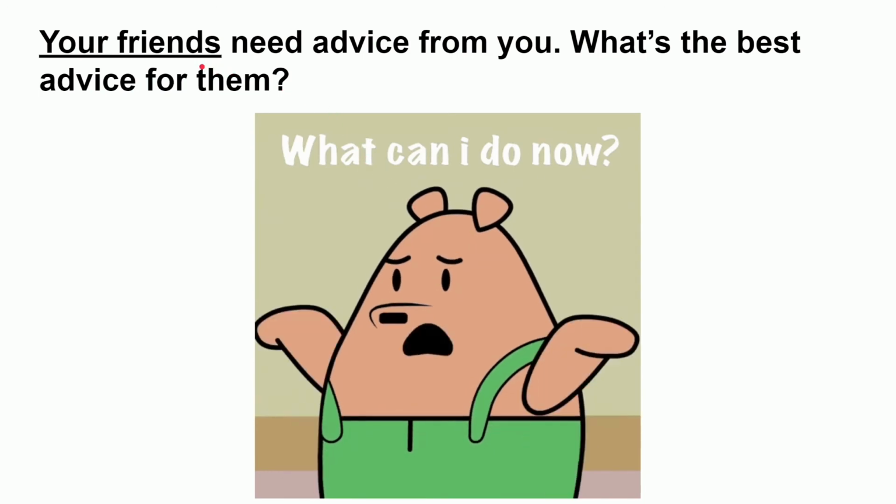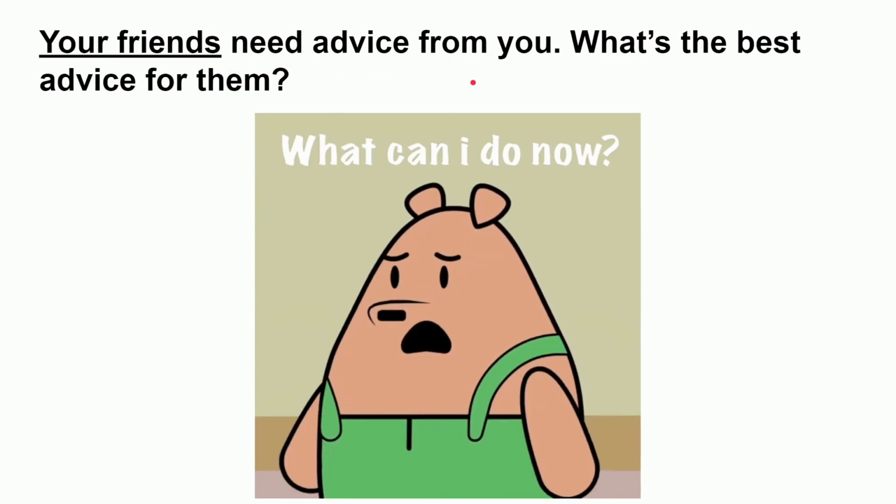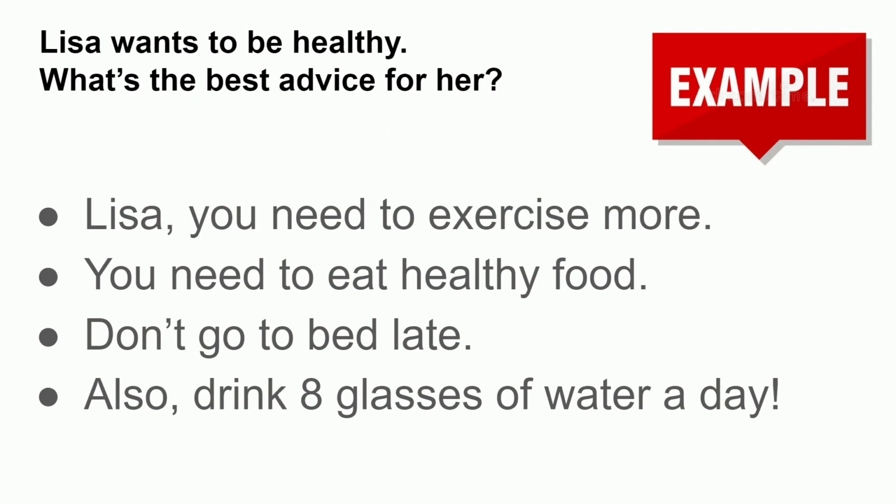Okay, just now, your friends need advice from you. What's the best advice for them that you can give using affirmative or negative imperatives? Let's look at the first example. Lisa, your friend, wants to be healthy. What's the best advice for her? You can say, Lisa, you need to exercise more. You need to eat healthy food. Don't go to bed late. Also, drink 8 glasses of water a day.